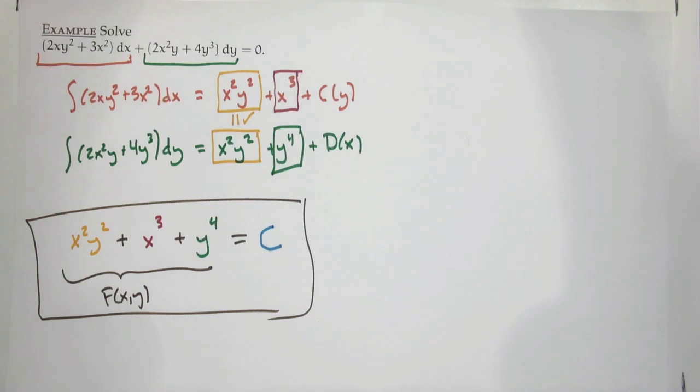If they gave us an initial condition, what would happen? For an initial condition, they'll give you a point. You just plug x and y into here, and you get what c needs to be.